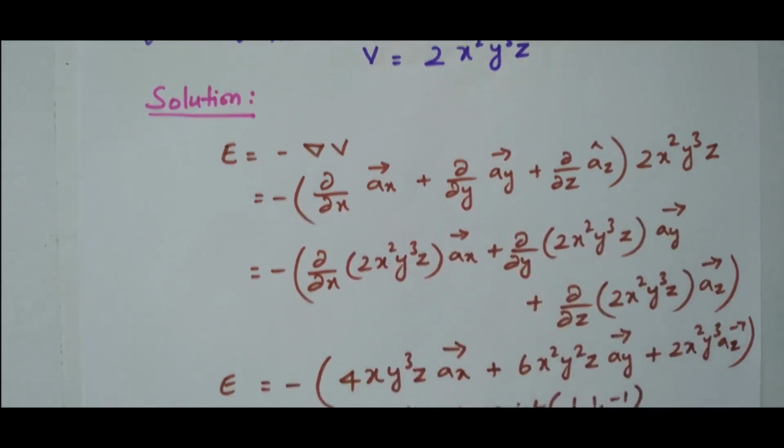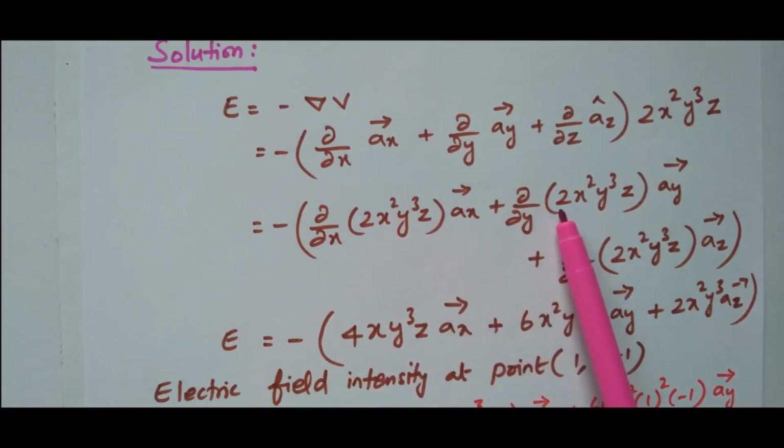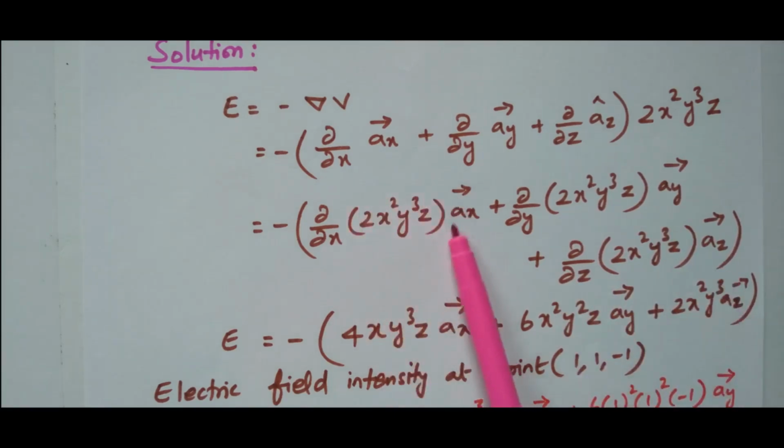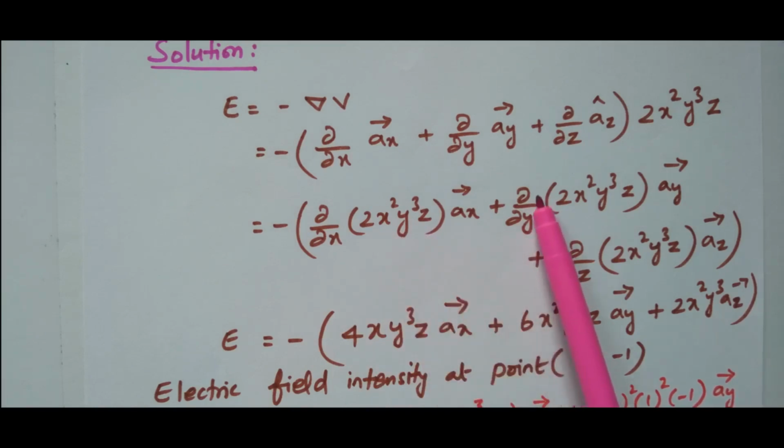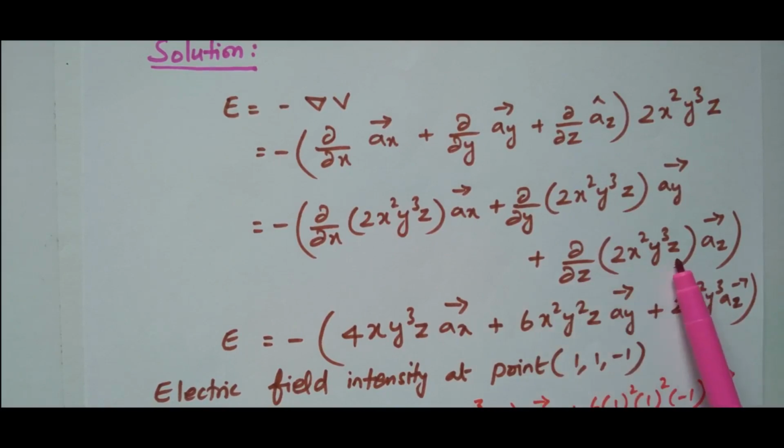Now multiply this value: dou by dou x of 2x square y cube Z into Ax vector, dou by dou y of 2x square y cube Z into Ay vector, and dou by dou Z of 2x square y cube Z into Az vector. So what is the meaning? This one we need to differentiate with respect to x; the remaining terms, y and Z, are constant. What is the meaning of dou by dou y? We have to differentiate with respect to y; x and Z are constant. Dou by dou Z means we need to differentiate with respect to Z; x and y are constant.